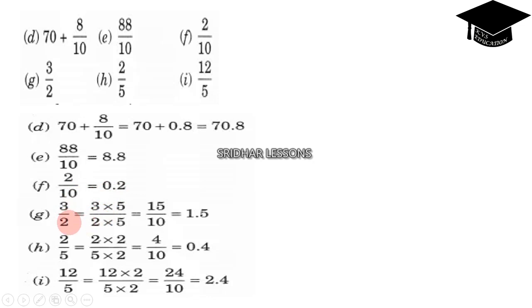Next, 3 by 2. 3 by 2 can be written as, for our convenience, we are simplifying this as 3 by 2 multiplied with 5 by 5. That means 15 by 10. Since we have 10 as denominator, we can represent this number as 1.5. Next, 2 by 5. 2 by 5 can be multiplied with 2 by 2. We get 4 by 10. This is equal to 0.4. Next, 12 by 5. 12 by 5 can be multiplied with 2 by 2 to get 24 by 10, which is equal to 2.4.